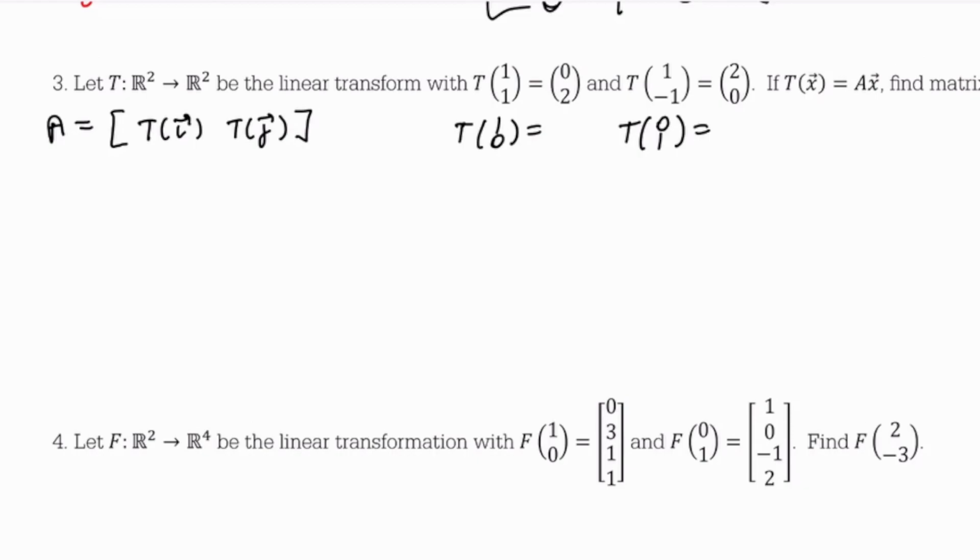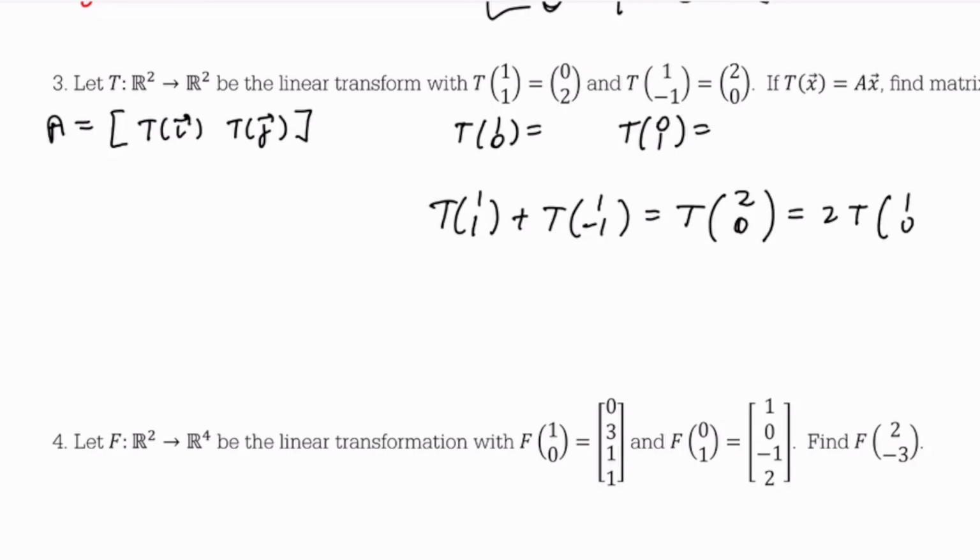The clearest way I see to go is to take T of (1, 1) plus T of (1, negative 1). And the thing about a linear transform is that it's like adding on the inside. So that's going to be T of (1 plus 1 is 2, and 1 plus negative 1 is 0). But also, there's the thing about constant multiplication. So that's 2 times T of (1, 0).